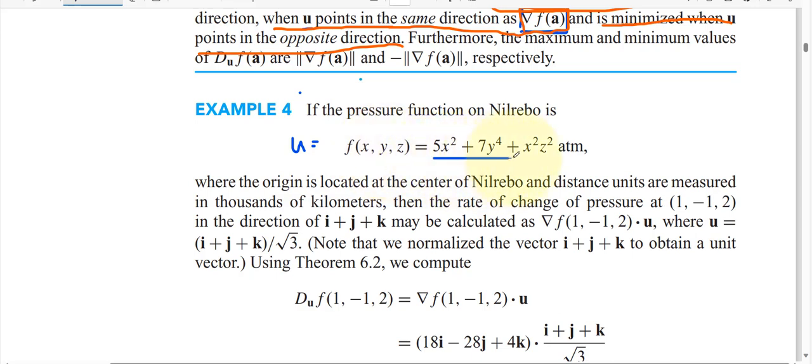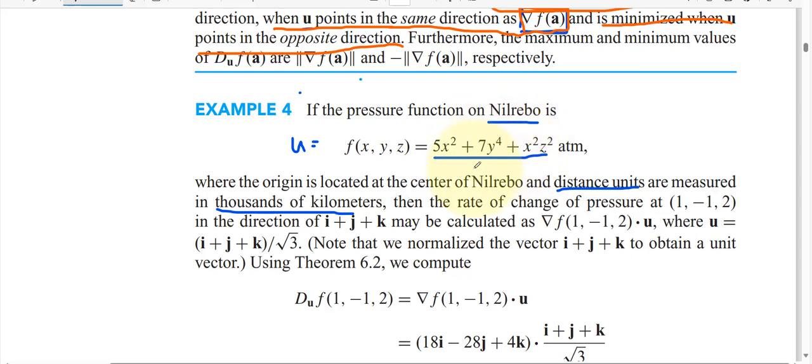And this is the pressure function, and this is on some planet somewhere called Nil-Rabo. And they're saying the units here are in thousands of kilometers. So at 0, 0, 0, maybe it's not air pressure. I'm not sure what it is, some kind of pressure, maybe the internal pressure. But anyway, at 0, 0, 0, we put in zeros here, and there's no pressure there.